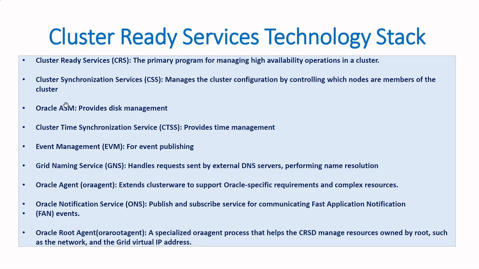So that is Grid Naming Service. Oracle Agent supports Oracle-specific requirements and complexity. So this is one of the main processes. ONS is for publishing and subscribing to FAN events. Basically there is no dot here for FAN events. And Oracle Root Agent is a specialized agent to manage the CRS resources such as network, grid, VIP, etc.